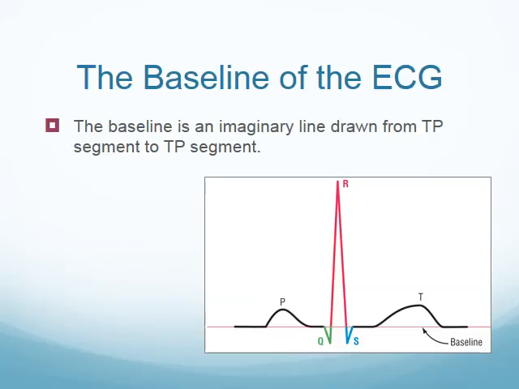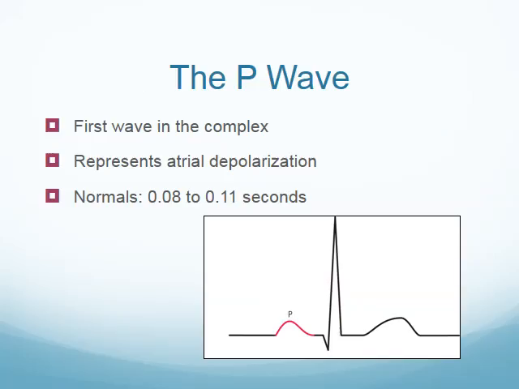You can kind of run that imaginary line through the complexes, and that'll help us determine some things later on. Talking about the P wave, the first wave in the complex, like we said, it represents atrial depolarization. The normal P wave is 0.08 to 0.11 seconds.